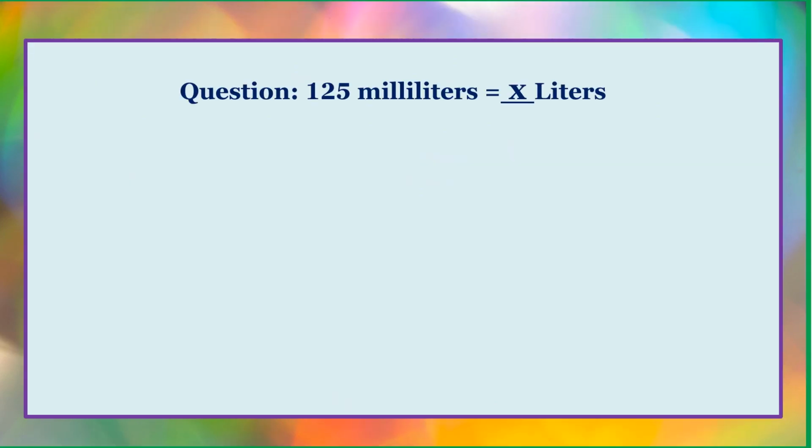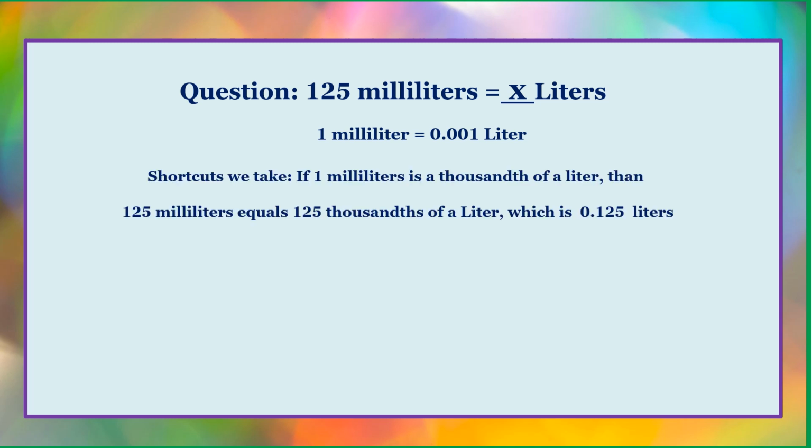Our next question is 125 milliliters equals X liters. If we're not going to slide our decimal like we did through the previous questions, you're going to have to rely on some memorization. In this case, 1 milliliter equals 0.001 liter, a thousandth of a liter. A shortcut you can take is if 1 milliliter is a thousandth of a liter, then 125 milliliters equals 125 thousandths of a liter, which is 0.125 liters.